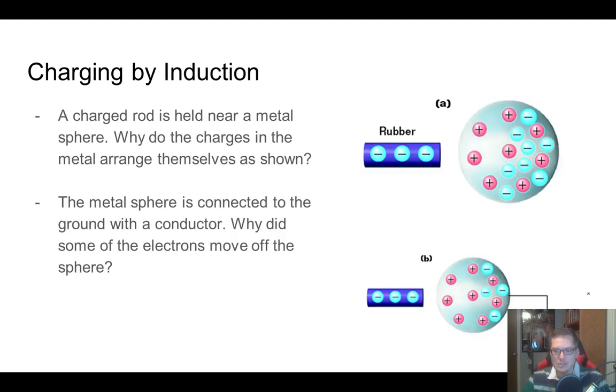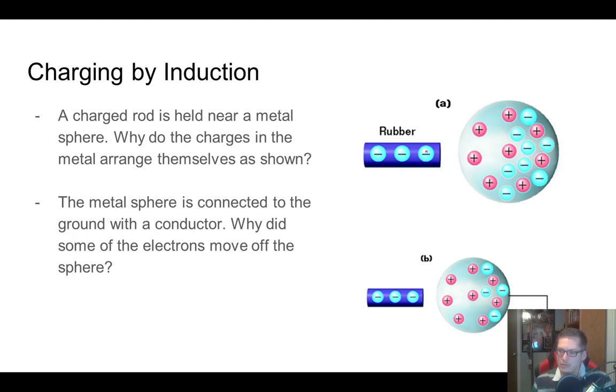Charging by induction is a little bit more complicated. For example, we have this charged rod, and it's rubber. Notice that rubber is an insulator, but that doesn't mean it can't have a charge. It just means that these electrons don't flow freely through it. So you've got this negatively charged rubber rod, and you hold it near this metal sphere. It makes sense that the positive charges don't move around, they're pretty much stuck, but the negative charges will get pushed away.